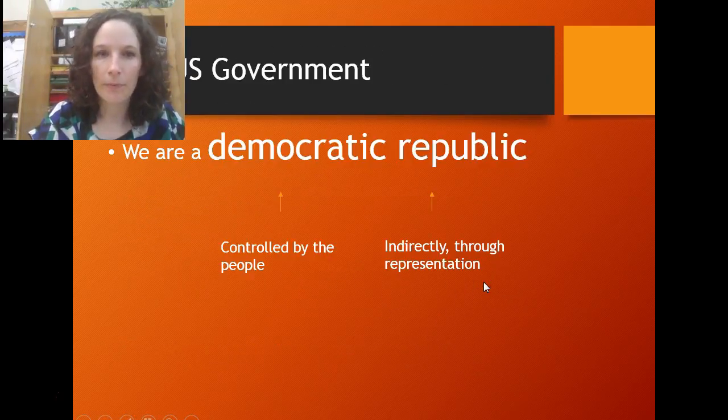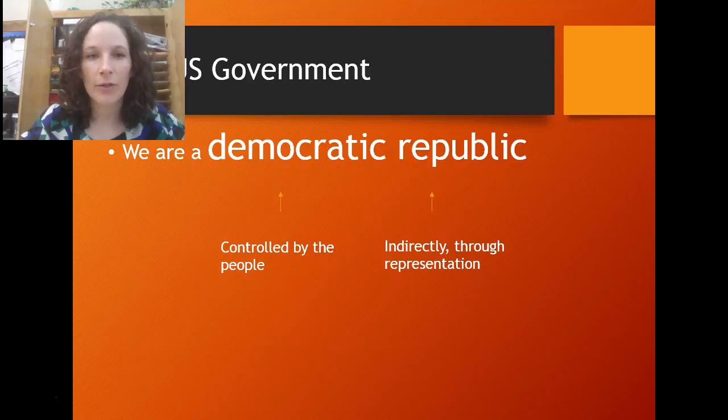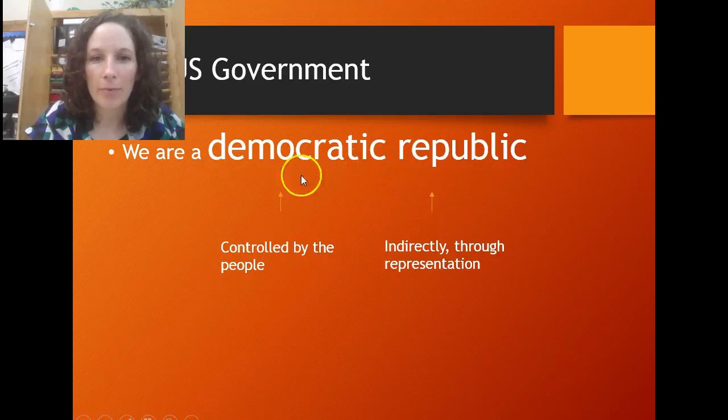The U.S. government. So technically we are a democratic republic. The democratic part, demos meaning people, cratic or cracy being a form of government. We want our government to have these principles, but technically our government is a republic with democratic principles.